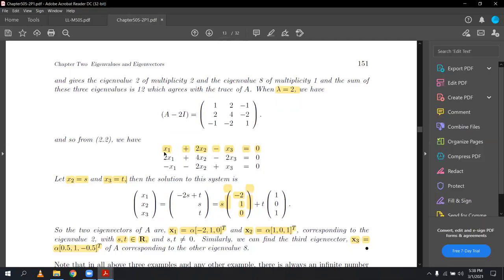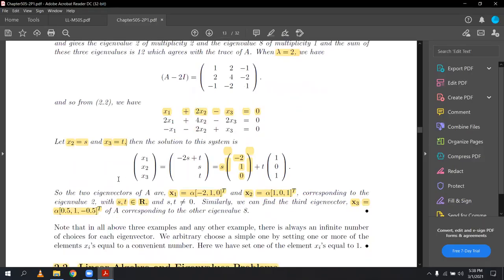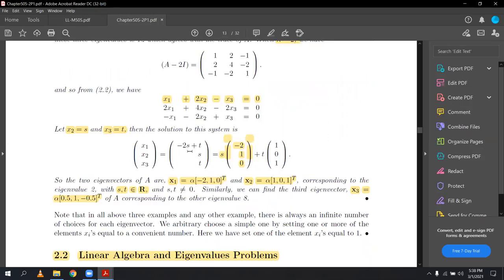So when we choose x2 is s and x3 is t, we can easily find the value of x1. It is, you take it to the other side, minus 2s plus t. Now what you can do is make your s term separate and your t term separate, and when you add them, you get exactly the same.